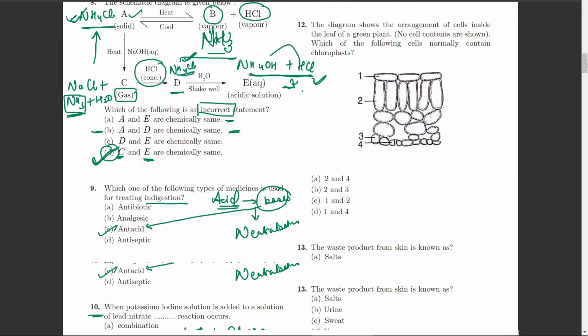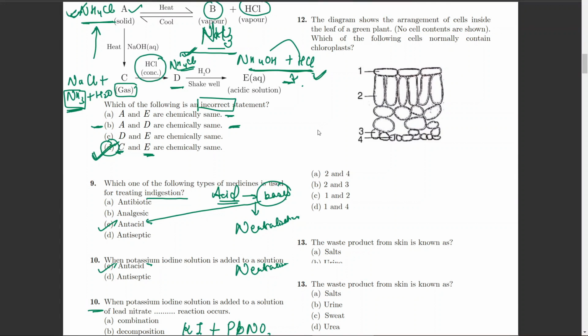Coming to question number 12. The diagram shows the arrangement of cells inside the leaves of a green plant. No cell contents are shown. Which of the following cells normally contain chloroplast? So there are 4 different parts of the leaf given to you. 4 different cells. Now you have to tell which part contains chloroplast. So let me tell you, Part 2 and Part 4 contain chloroplast. Part 1 and Part 3 do not contain chloroplast.